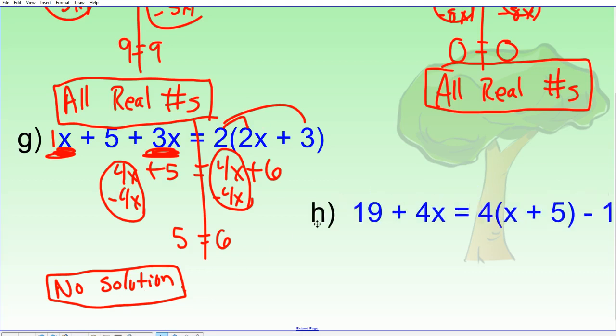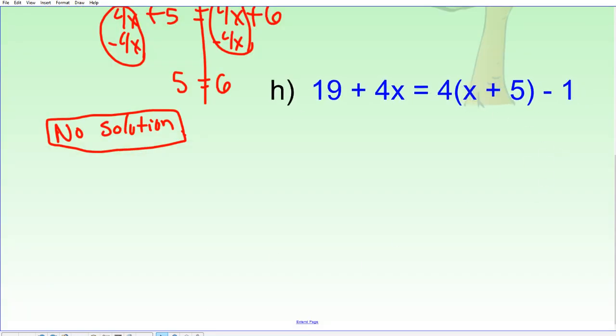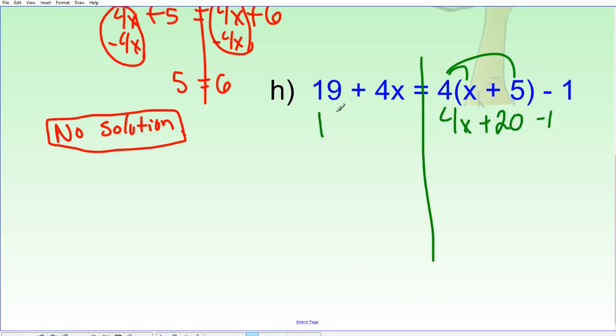Letter H. Distribute, distribute. 4x plus 20 minus 1. On the other side, 19 plus 4x. Okay. I can actually simplify a little bit here. 20 minus 1 is 19.